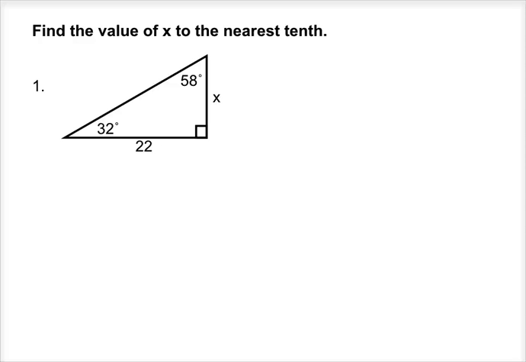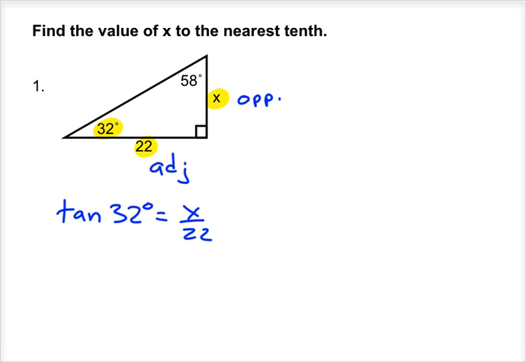Find the value of x to the nearest tenth. Well, here's what I notice. I have two different angles. I'm going to just pick one. I'll pick 32. And I notice if I pick the 32-degree angle, x happens to be opposite from it, and the 22 happens to be adjacent. I know that the tangent of 32 degrees equals opposite over adjacent, which would be x over 22. I'm just going to set this up as a problem to cross multiply.